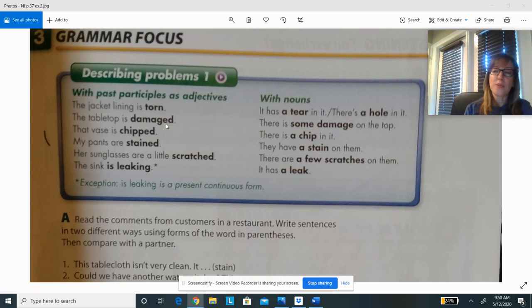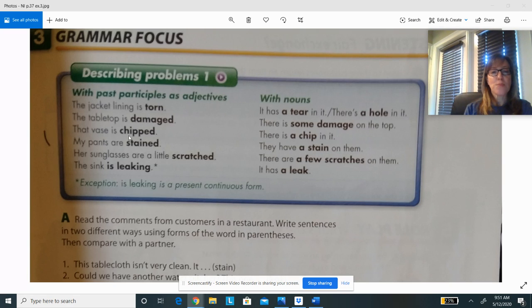So on the left side we have past participles, and on the right side we have nouns. You need to know your past participles, and for your nouns, you need to know if they're countable or non-count. So you can decide whether to use a or an with a singular count noun, or the word some if it's non-count or plural. The tabletop is damaged, or there is some damage on the top. Damage is non-count, so we're going to use the modifier some.